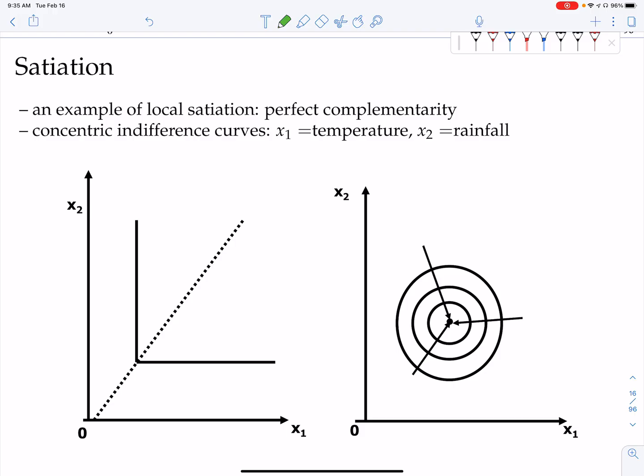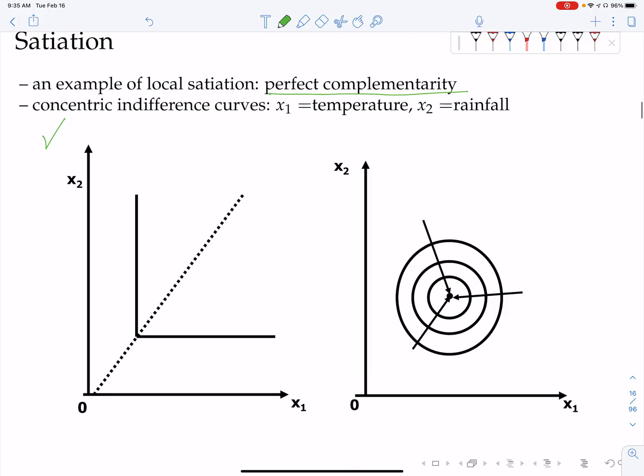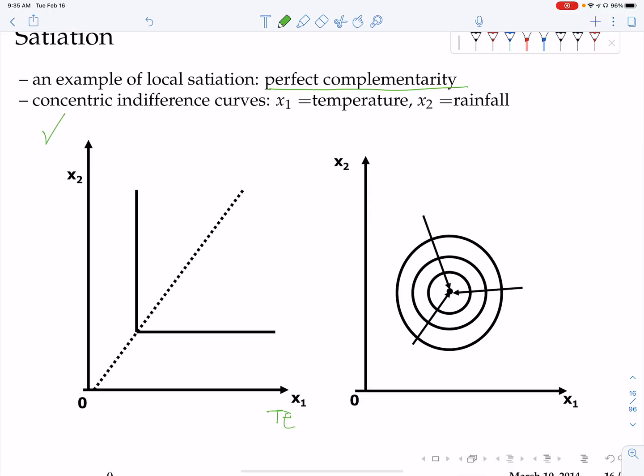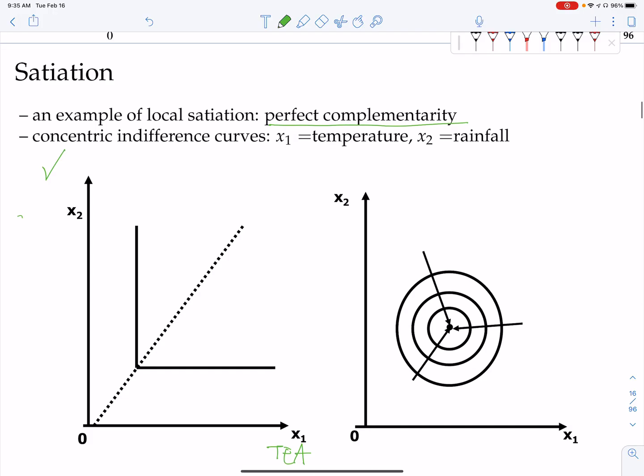So what kind of indifference curve looks like this? I'll give you a story. The first indifference curve is often called the perfect complementarity case. The boring example is the Englishman drinking tea, the example I learned when reading the textbook long ago. So let's say x1 is tea and x2 is sugar.